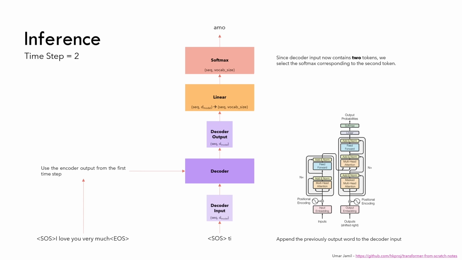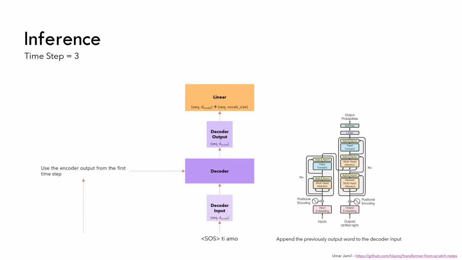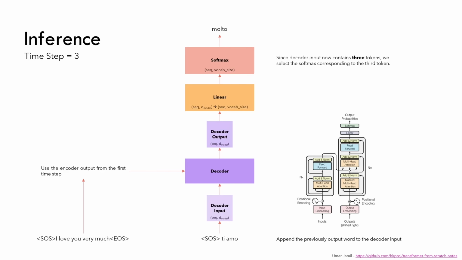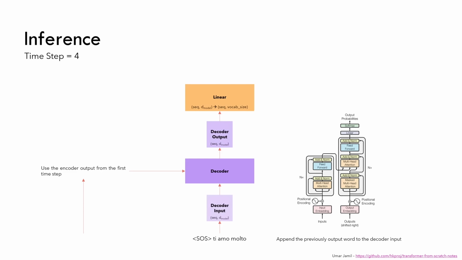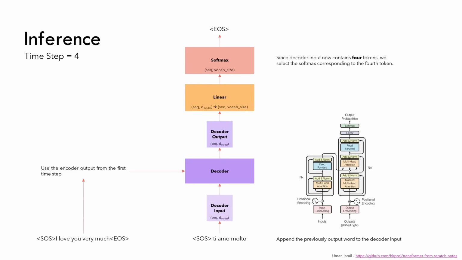As I said before, we are not recalculating the output of the encoder for every time step, because our English sentence didn't change at all. What is changing is the input of the decoder, because at every time step we are appending the output of the previous step to the input of the decoder. We do the same for time step 3, and we do the same for time step 4. Hopefully we will stop when we see the end of sentence token, because that's how the model tells us to stop inferencing. And this is how inference works.